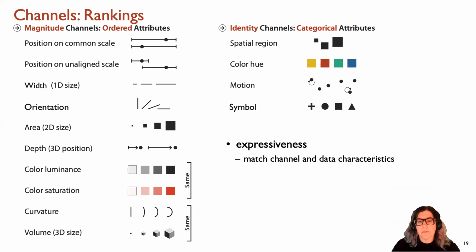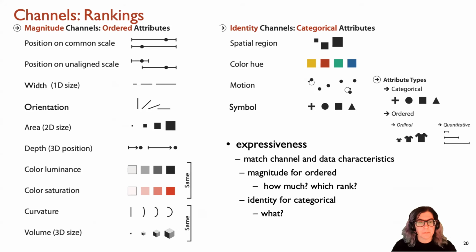Now, on the right, we have the so-called identity channels. These are good for answering questions like, what is this? Not how much is it, like the magnitude channels, but what is it, right? Is it blue? Is it red? Is it a circle? Is it a square? Is it in this region? Is it in that region? Even what direction is it moving? These are really well suited for categorical attributes. So this fundamental split, about whether our perceptual channels match up with our attribute types, is this idea of having an expressiveness match between our visual channels and our data. So, how much, with which rank, versus just, what is this?